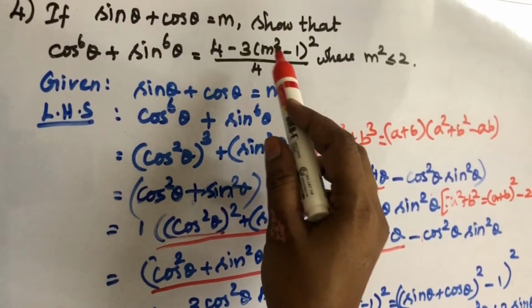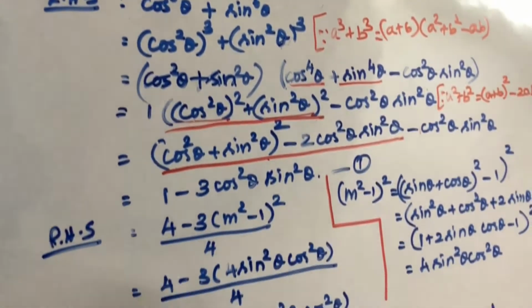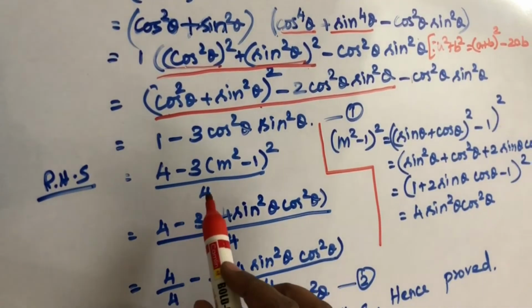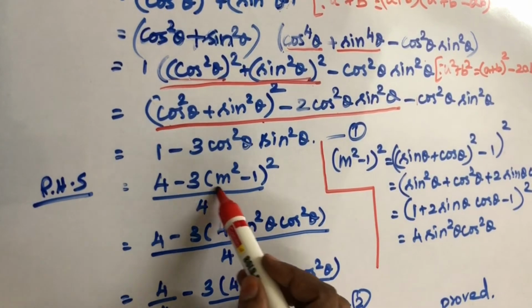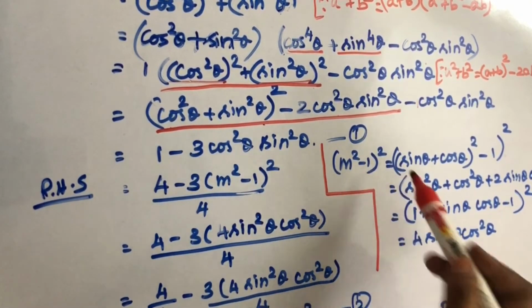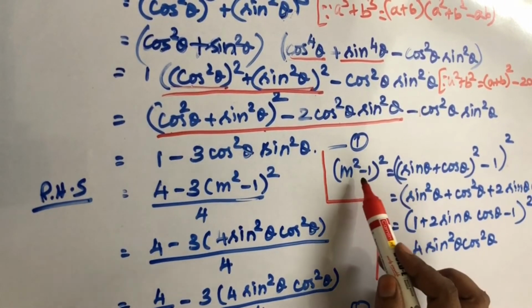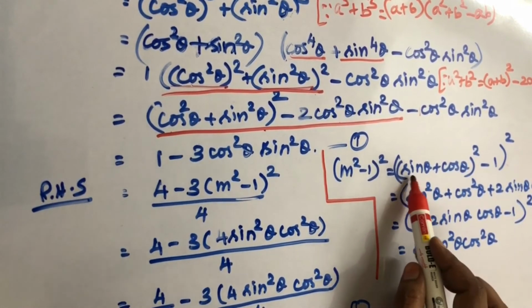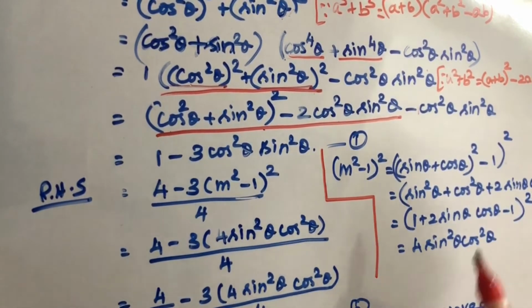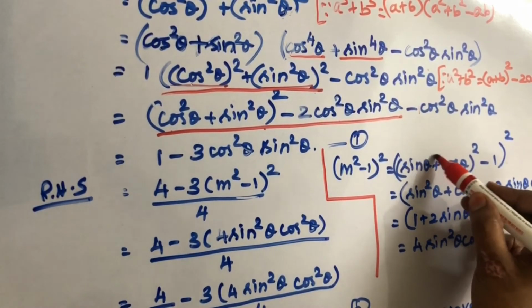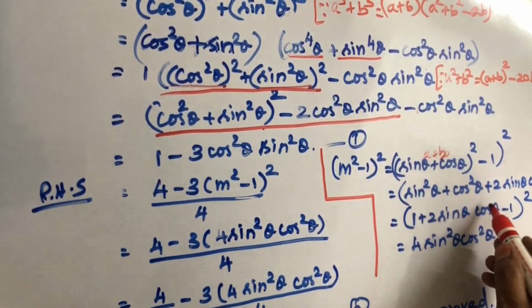4 minus 3 into m square minus 1 the whole square divided by 4. Okay, so 4 minus 3 into m square minus 1 the whole square divided by 4. In the m square minus 1 whole square, I have solved it here. Okay, so m is equal to sin theta plus cos theta. So sin theta plus cos theta the whole square minus 1 the whole square. Here it is a plus b the whole square. So a plus b the whole square, a square plus b square plus 2ab.